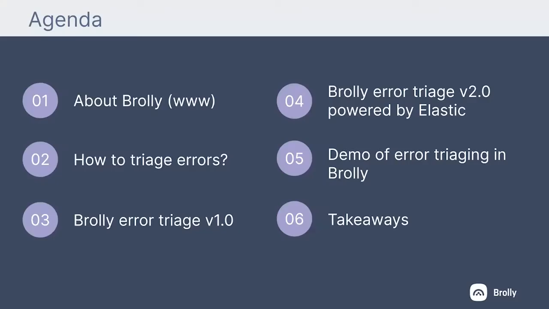What are we going to be talking about today? We're going to be talking about our logging journey in Brolly. On the agenda, we have about Brolly, the triple W. So basically, what is Brolly? Why does it even exist? And who uses it? We're going to talk about how we have this problem of collecting and triaging errors, then the solution: version one of the solution, and version two of the solution, which is obviously powered by Elastic. That's the whole point of the thing. Then there's going to be a demo by Omid on how we error triage in Brolly. And then finally, some lessons learned and some takeaways.